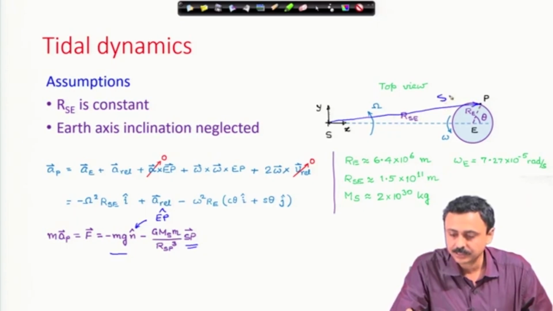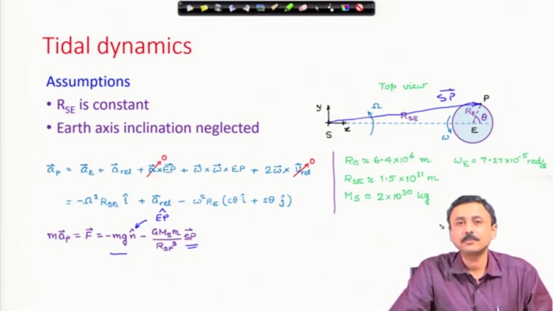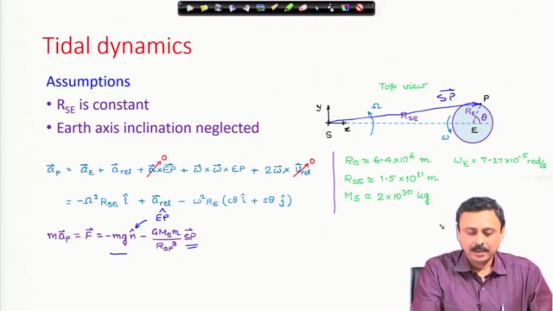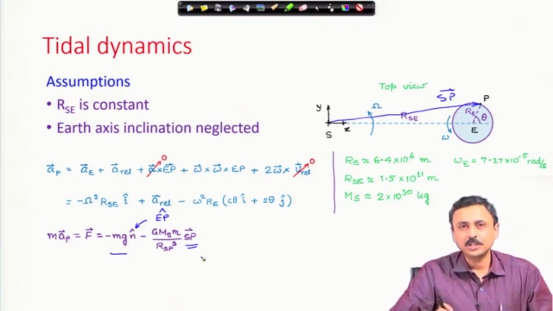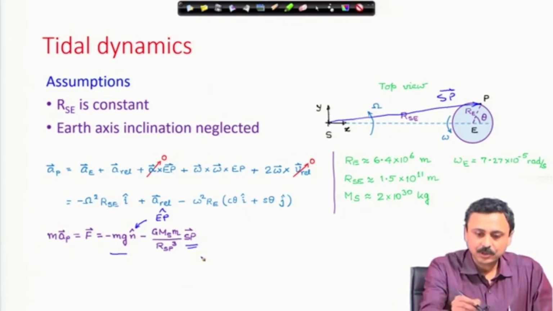This is the vector S p, that is the vector S p, and I have used that to write down the gravitational attraction on the particle due to the sun. Thus, this is our equation of motion.